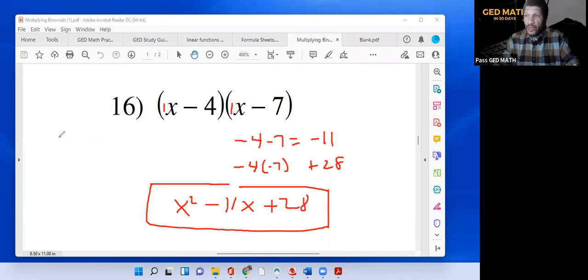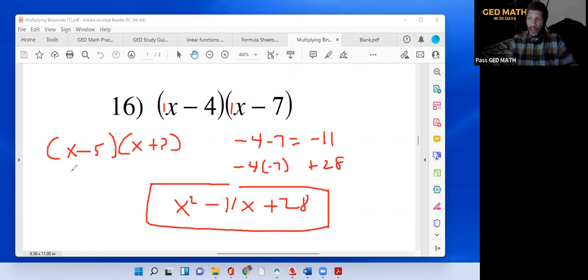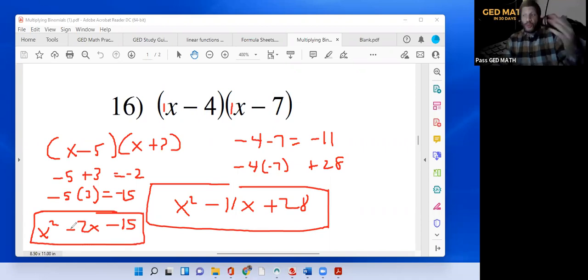So it doesn't matter what you get. Watch this. I'm just going to make these up. X minus 5, X plus 3. Minus 5 plus 3 is negative 2. Minus 5 times 3 is negative 15. So X squared minus 2X minus 15. Bam, done. But first, I want you to be able to do it the first way so you can understand that second way, okay? So that's how you would easily do it if your coefficient is one.